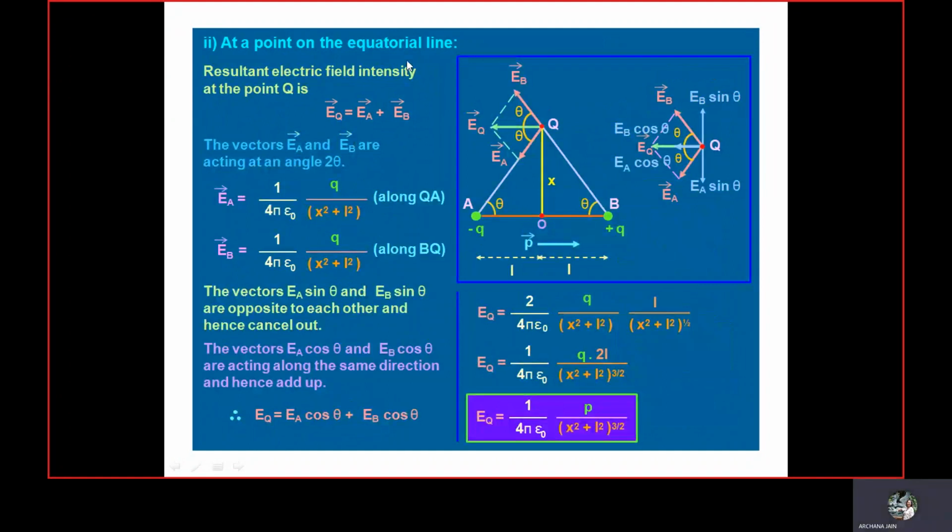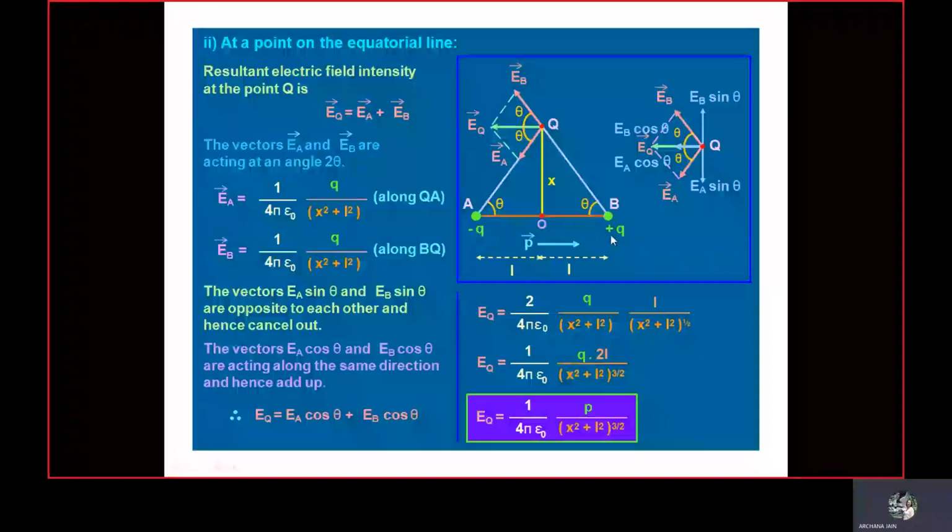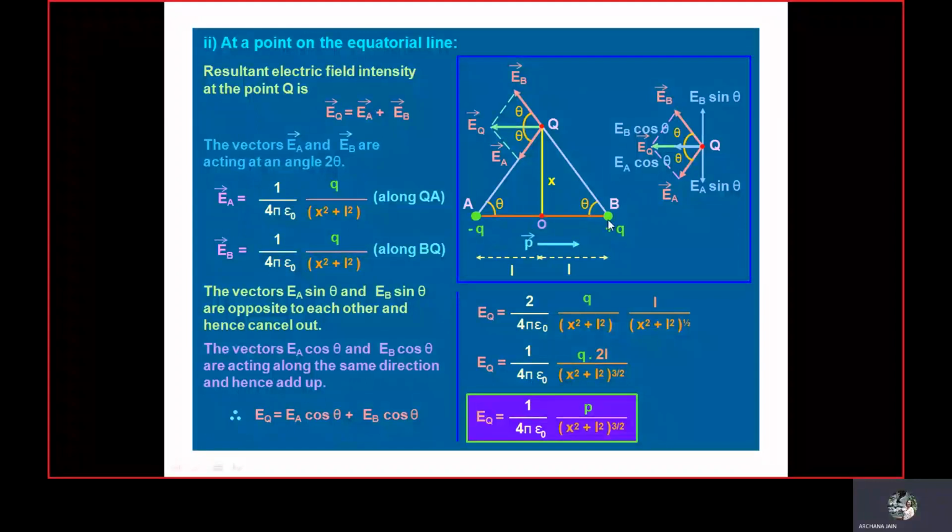Now, electric field at a point on the equatorial line. Again we take a dipole, minus q and plus q, separated by distance 2L. OQ is the equatorial line. The equatorial line is the line which is perpendicular to the dipole and passes through the center of the dipole. The distance of Q from A is under root x square plus L square. BQ is equal to AQ.